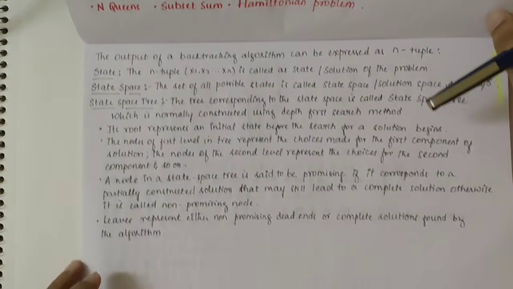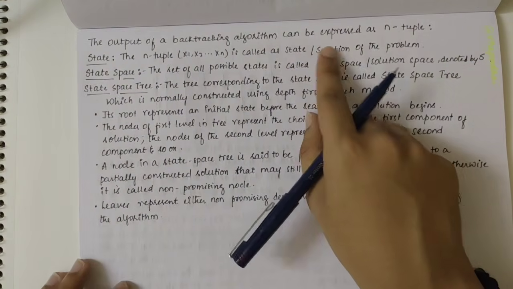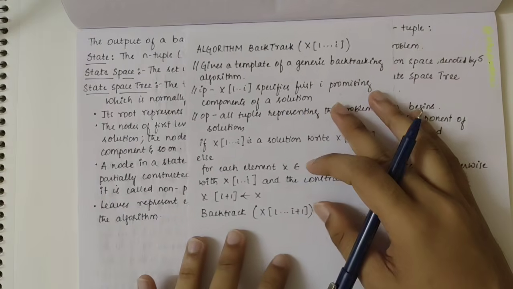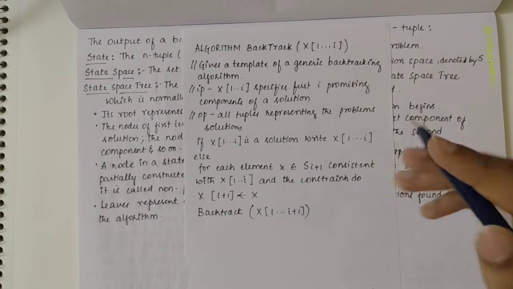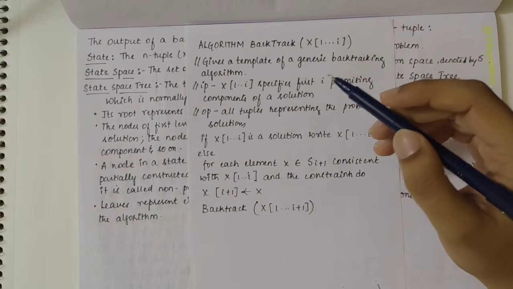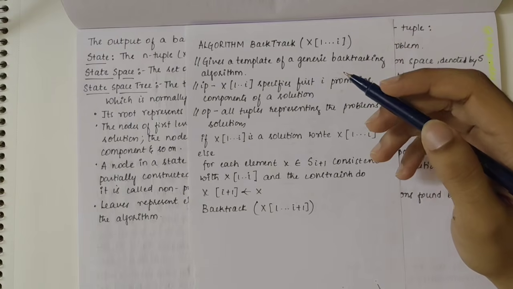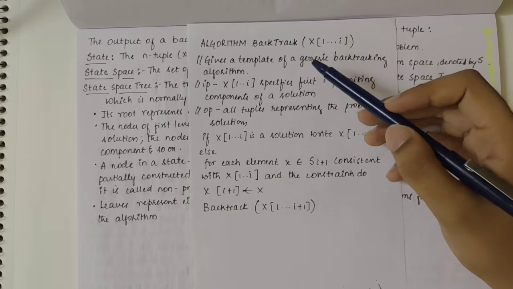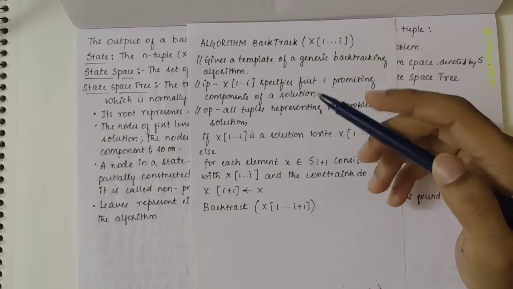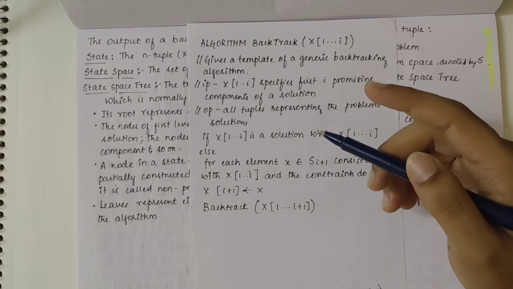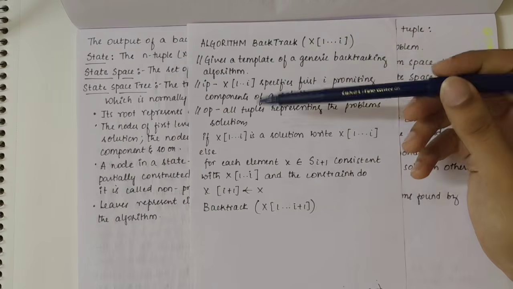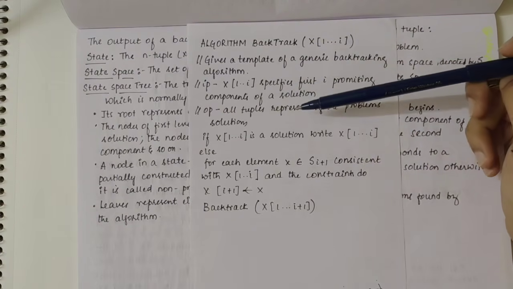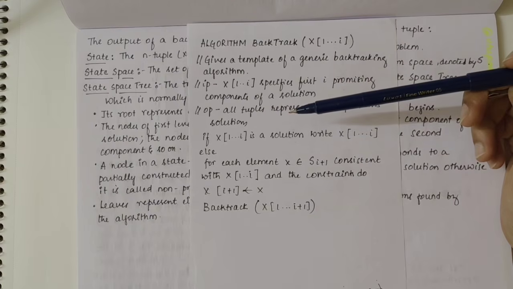Further, the output of a backtracking algorithm can be expressed as an n-tuple. We'll look into the algorithm first. Here I have the algorithm Backtrack, taking x of 1 to i. This line defines the backtracking algorithm as a function named backtrack that takes an array, from 1 to n elements, having positions up to the ith element. Then it gives a template of a generic backtracking algorithm. The input specifies the first i promising components of the solution. The output is all tuples representing the problem solutions.